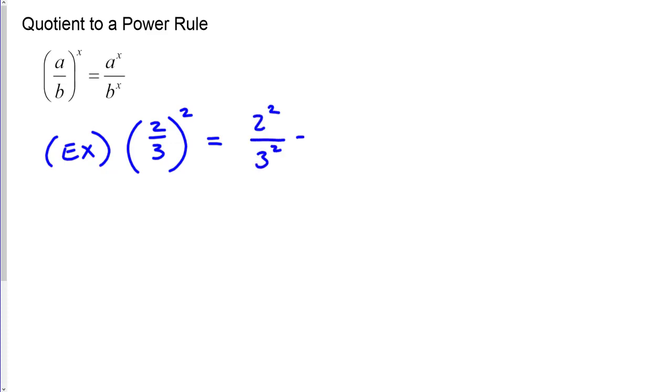Quotient to a power rule. This is a helpful thing here. Like if you have 2/3 raised to the 2nd power, then anytime you're dealing with fractions, generally things get more difficult. But when you're working with powers of fractions, it's actually pretty straightforward, because all you have to do is take the numerator and denominator separately to that power. So in this case, 4/9. Very straightforward.